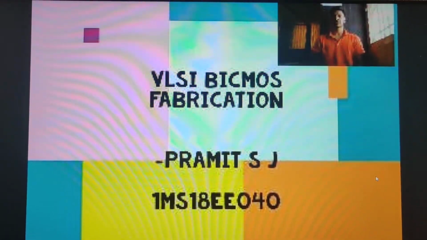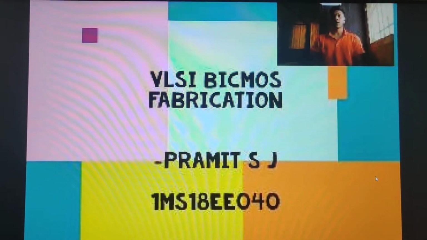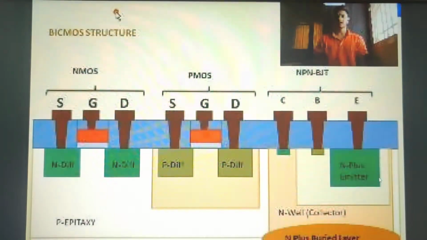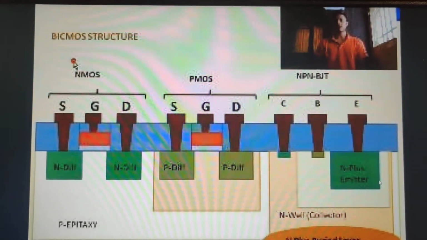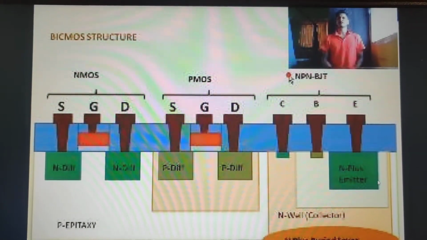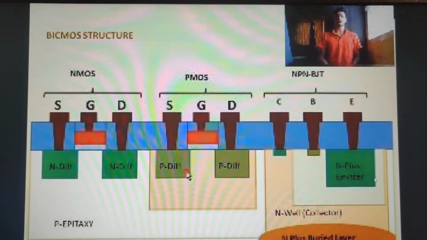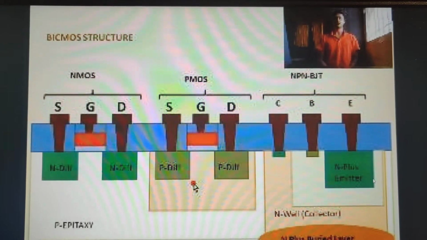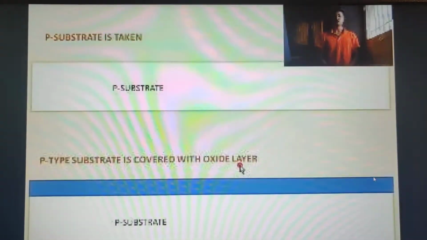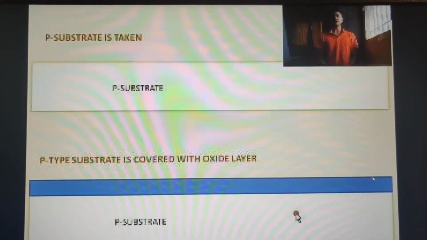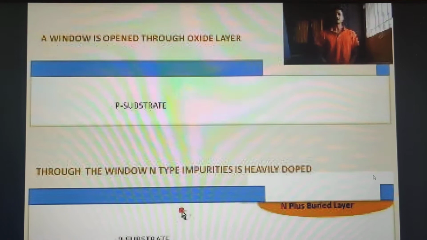As the name itself suggests, CMOS is complementary metal oxide semiconductor, and Bi means bipolar, which means it contains both NMOS as well as PMOS. Now let us look into the fabrication process. If you see the structure of a BiCMOS, it has one NMOS, one PMOS and one NPN BJT, that is a bipolar junction transistor. As we know the NMOS fabrication, it will be easy to understand the BiCMOS fabrication. Now, the following is the step-by-step fabrication process.